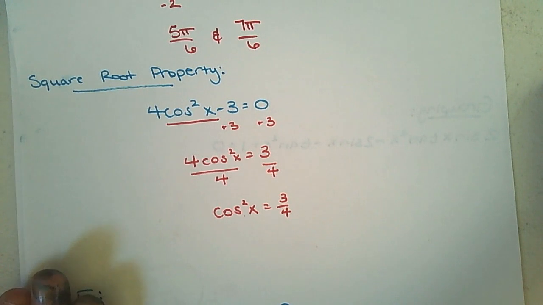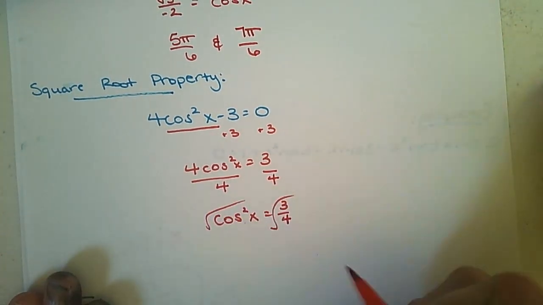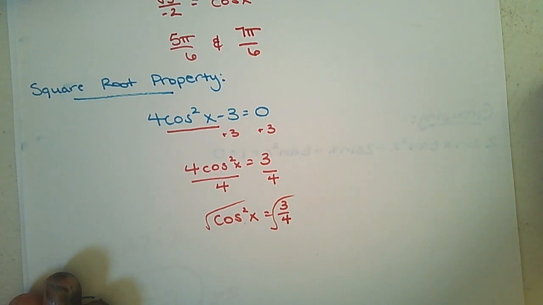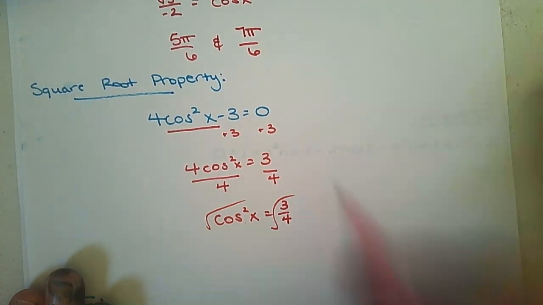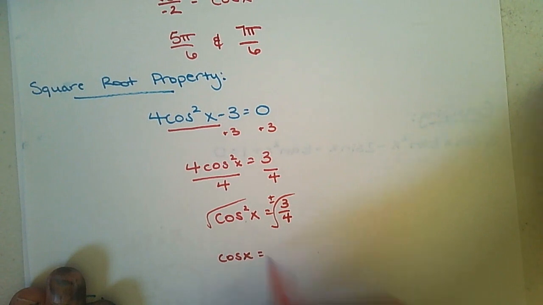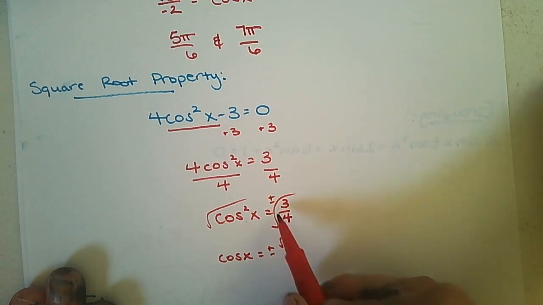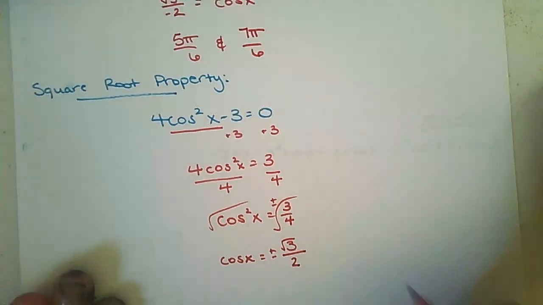And now remember, in order to get rid of something that's squared, we take the square root of both sides. And again, very, very important, whenever we take a square root, we also have to add that plus or minus as well. So the square root of cosine squared is just cosine. And when we take the square root of a fraction, we take the square root of the top and then the square root of the bottom. The square root of 4 on the bottom is going to be 2.